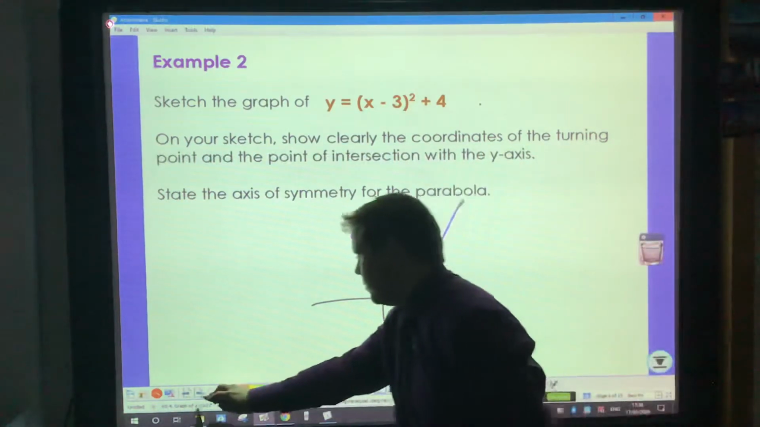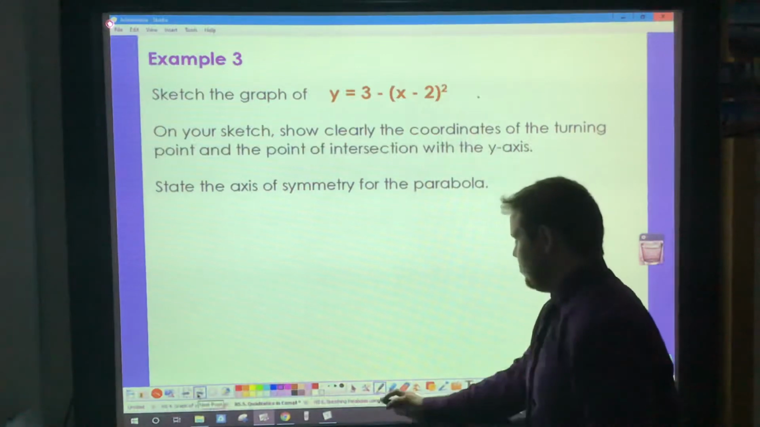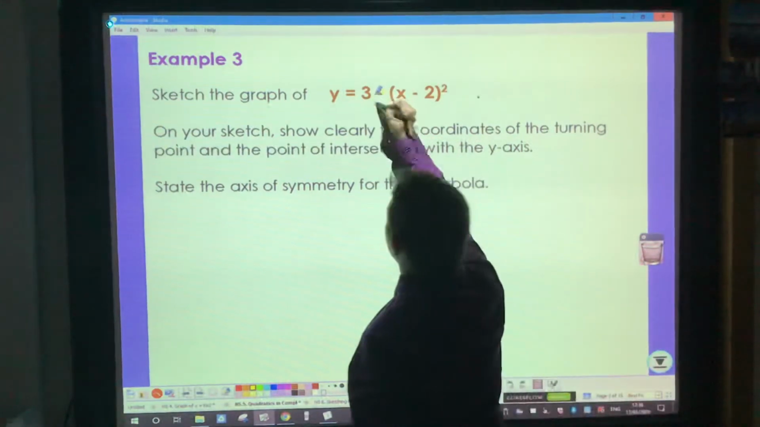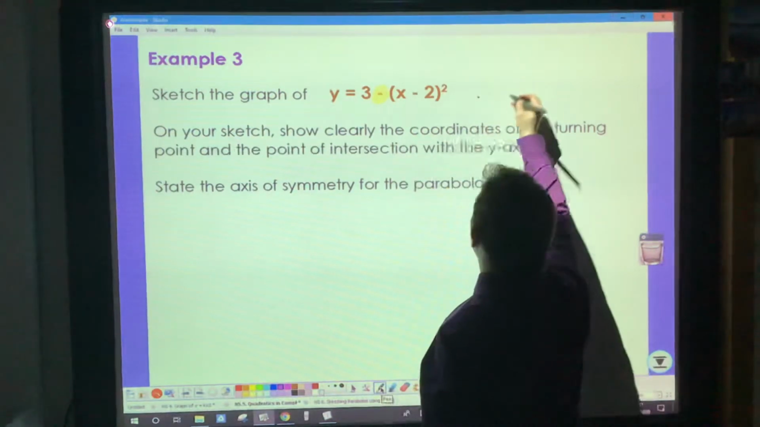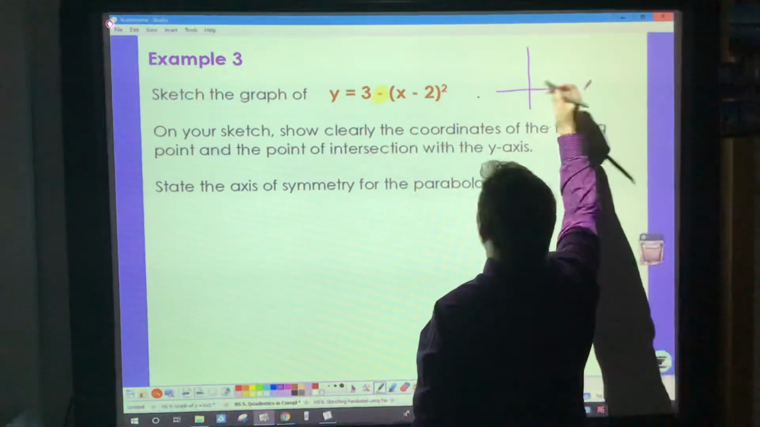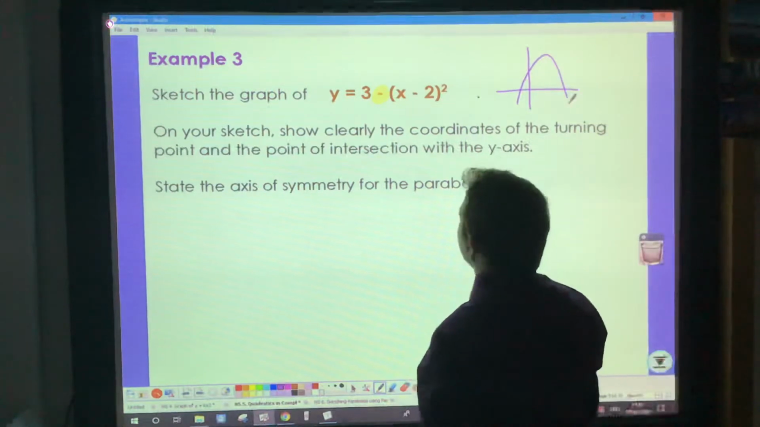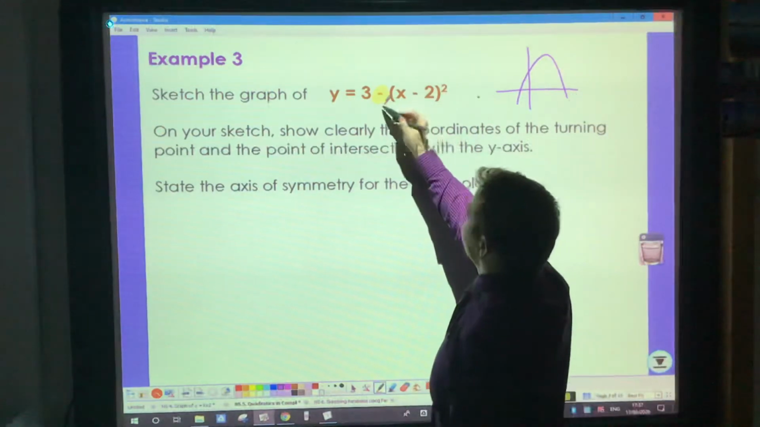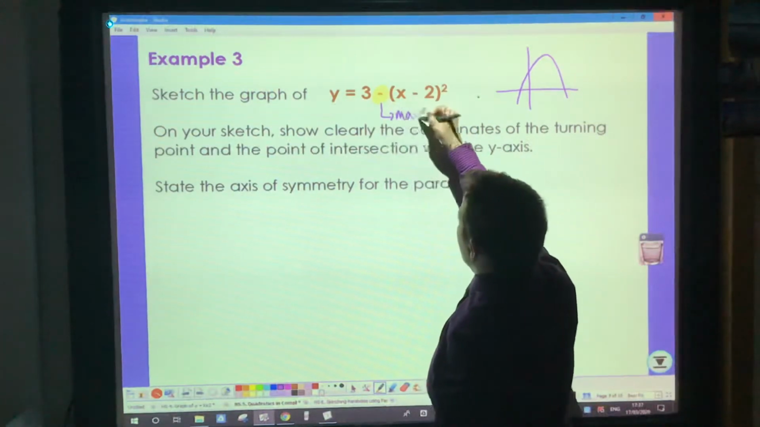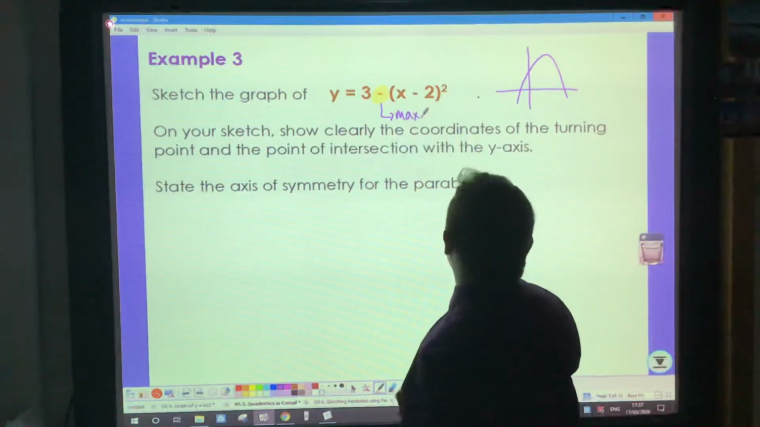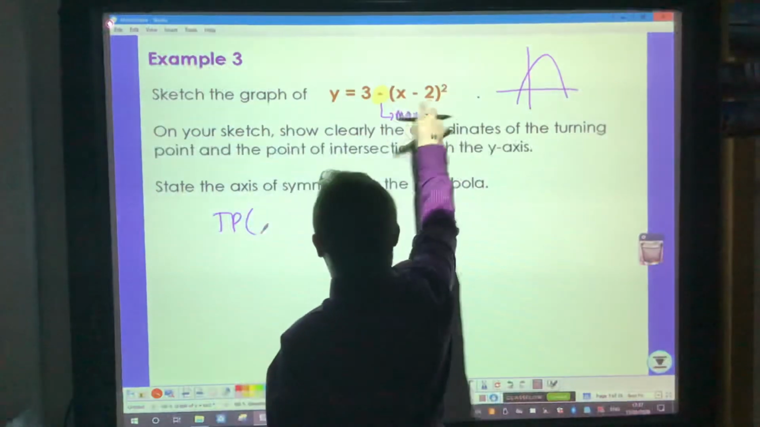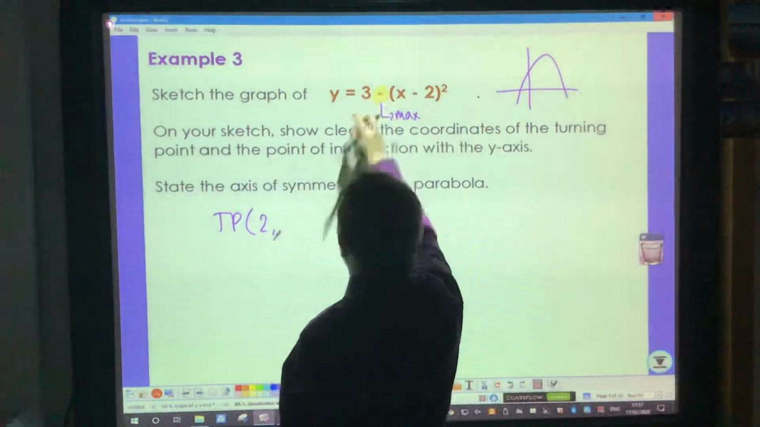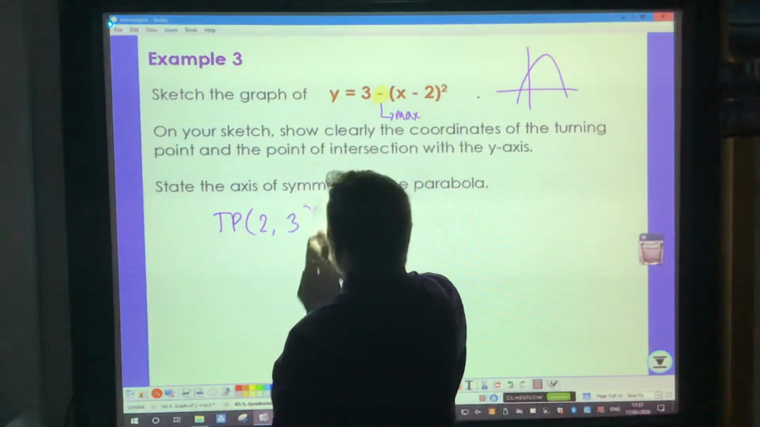Right, example 3. This is where we need to deal with a negative. All that means is we have got a maximum. So it's going to look something like that. That's our shape. So if you get a negative, that means it's going to be a max. Same idea. So our turning point, number inside the bracket changes, 2. Number outside the bracket stays the same, 3.